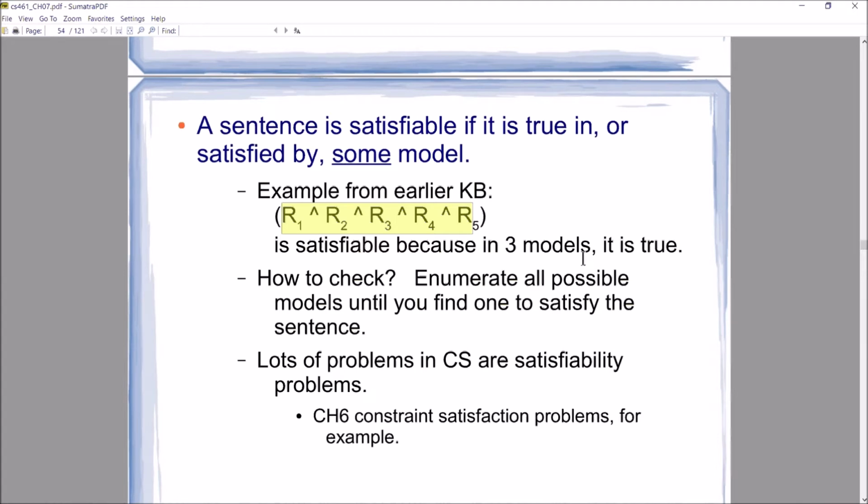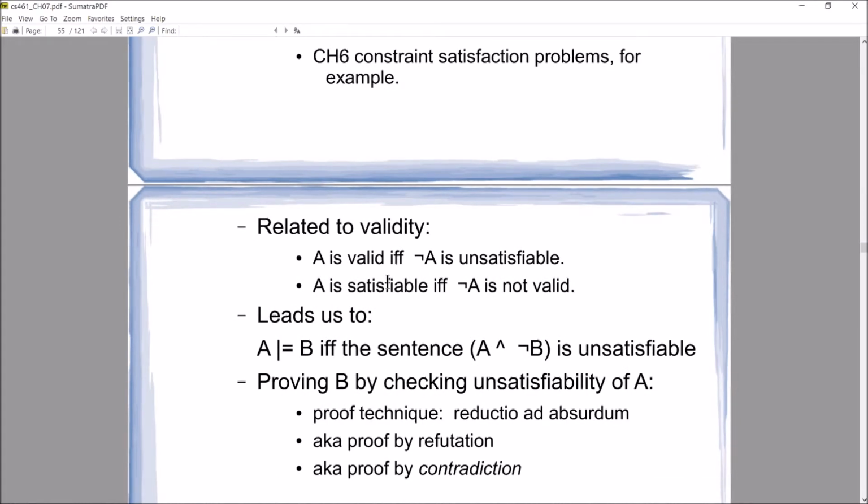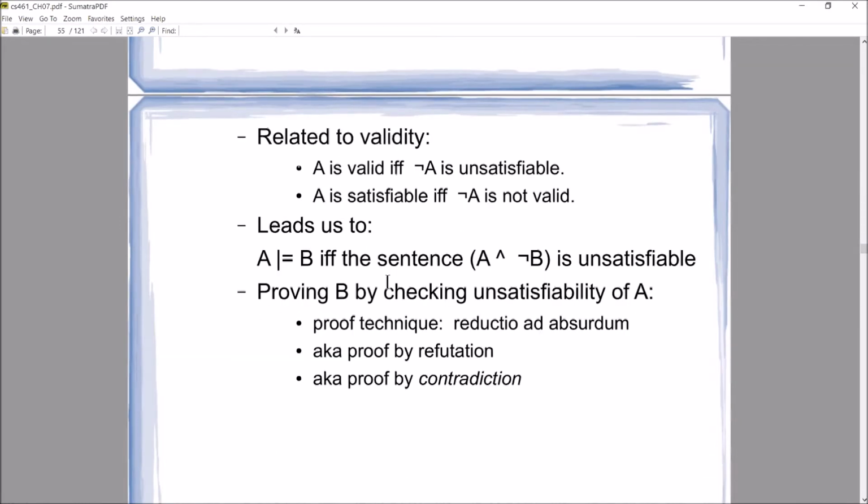Okay, so how can you check if something's satisfiable? Enumerate all the possible models until you find one that satisfies the sentence, in other words, until you find one model where that sentence is true. Now, validity and satisfiability are connected to each other.